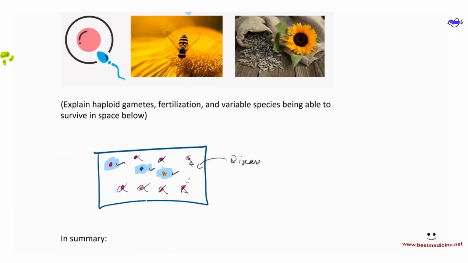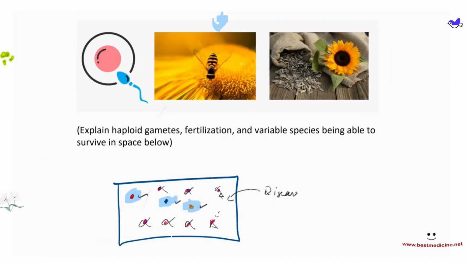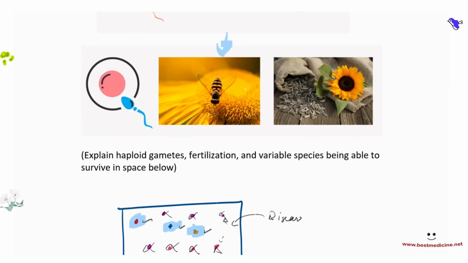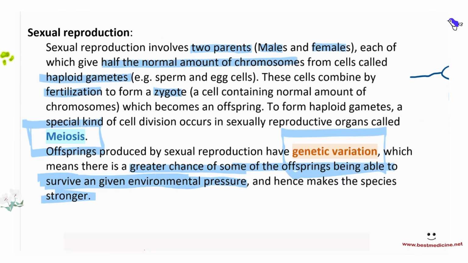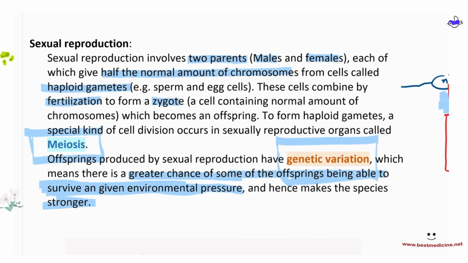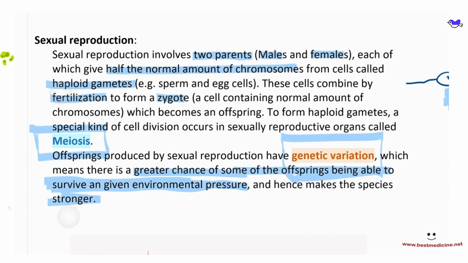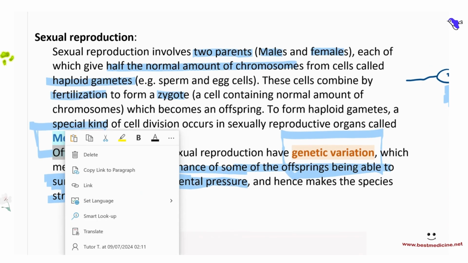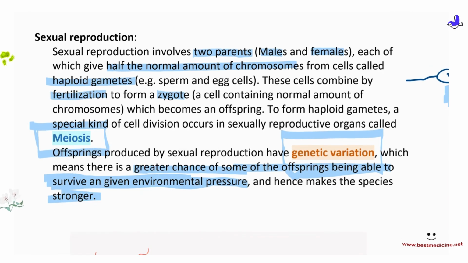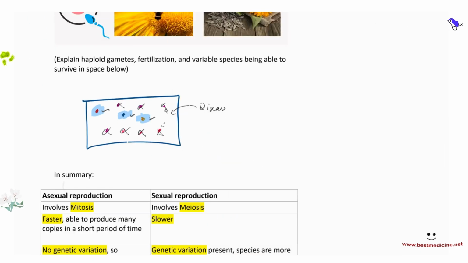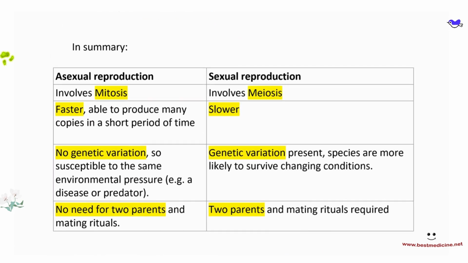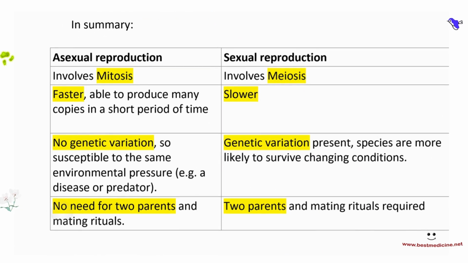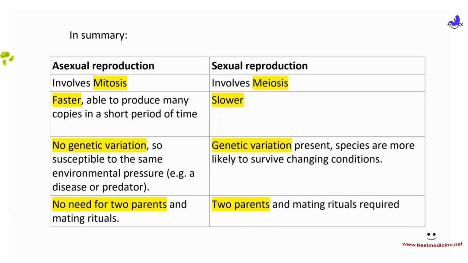Now, because it needs two parents, this is going to be very, very slow, and it's going to take a lot of time. It also involves meiosis, right? Remember meiosis? We've already talked about the steps of that. So this is going to take a lot of time, and two parents are required, and there is genetic variation, and so there's a lot of differences between asexual and sexual reproduction. And this is very high yield, okay? This is very high yield for exams, and you need to understand and know this.